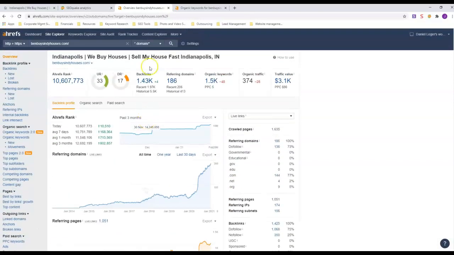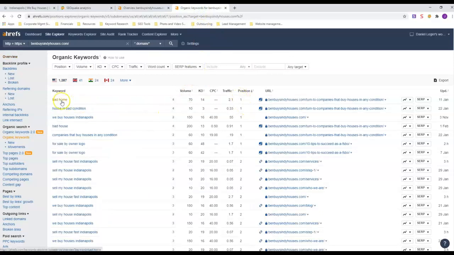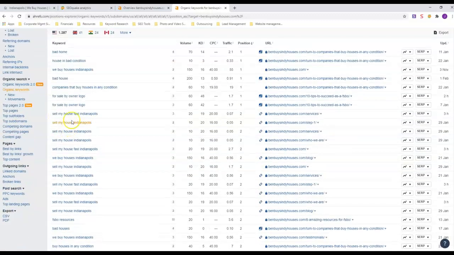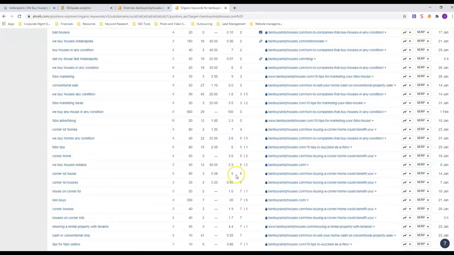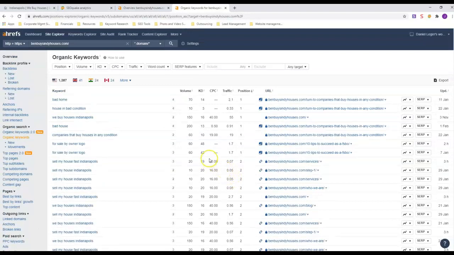Let's look at the organic results and see what he's ranking for. In position one, he's got bad home, bad house, house in bad condition, we buy houses in. This word bad seems to be getting him the number one position. Look at this: sell my house fast and sell my house Indianapolis, he's in number two position on all of those. We buy houses Indianapolis, number two. He's got a lot of first page rankings here, and that's why he's getting a lot of traffic. Anybody who is going to sell a house fast here in Indianapolis is going to find Ben Buys Houses no matter what, or Ben Buys Indy Houses.